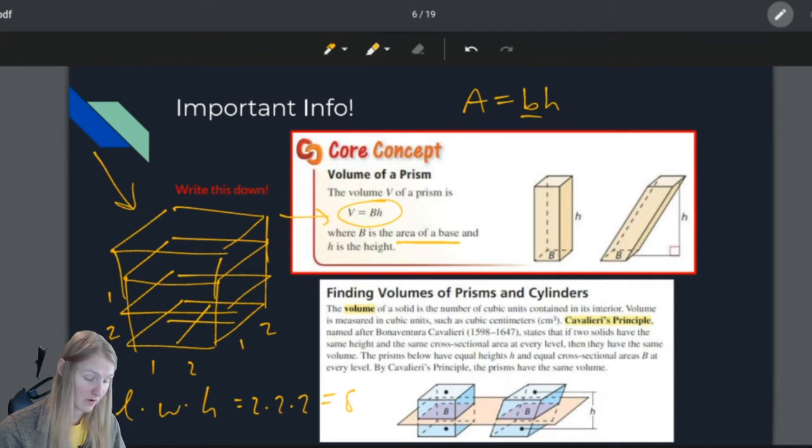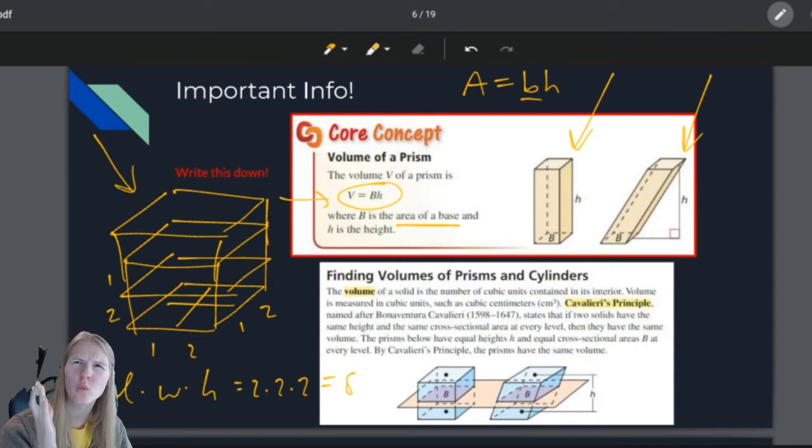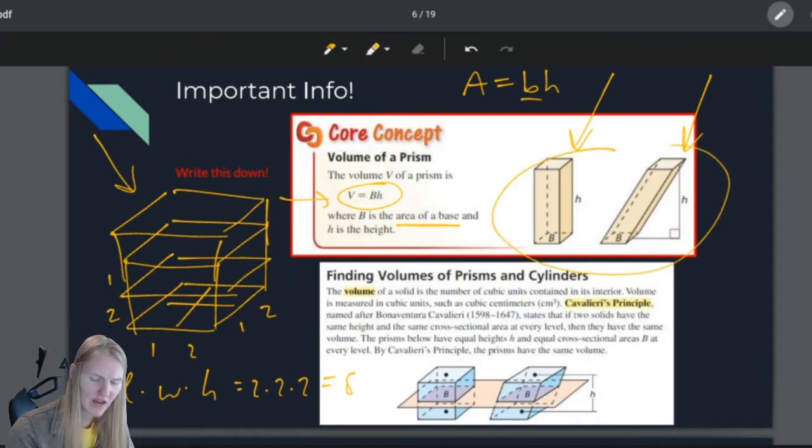Now another very cool thing. This box down here talks about Cavalieri's principle. This is fascinating. The volume of this prism and the volume of the slanty prism are exactly the same. Exactly the same. And that's so weird because they look so different. It doesn't seem like these should have the same volume. It seems like they should be different, because it looks like this one takes up more space.